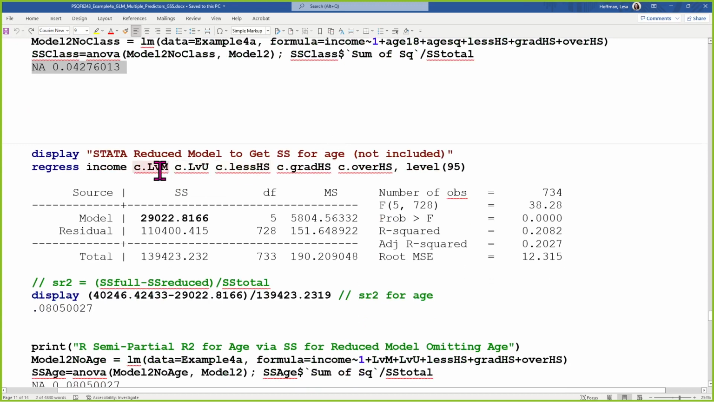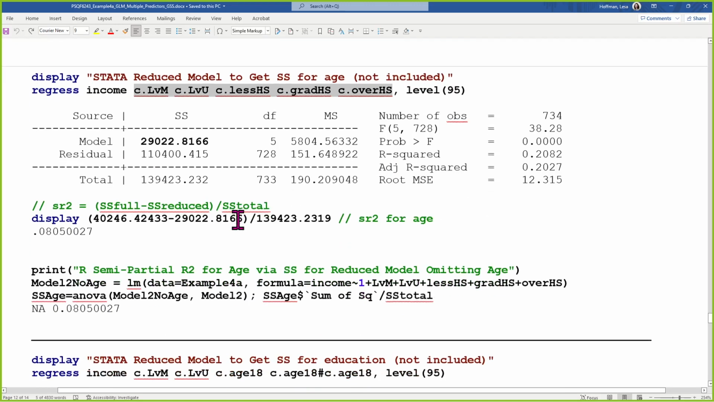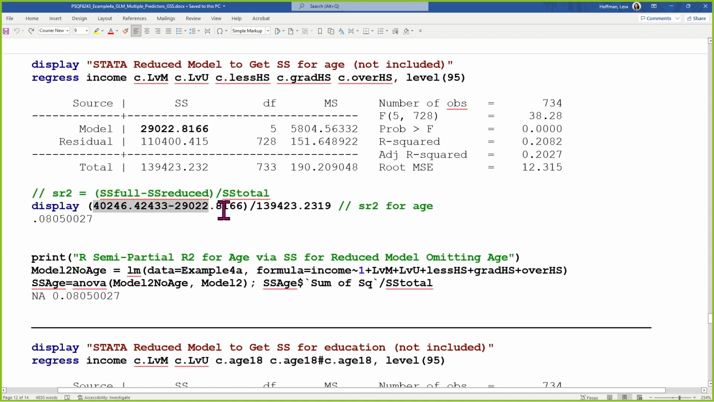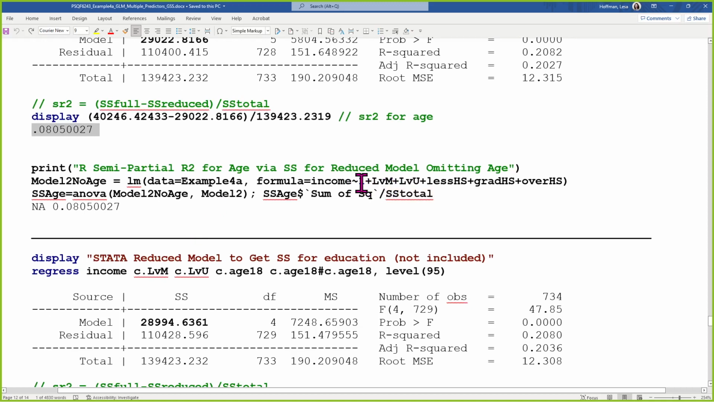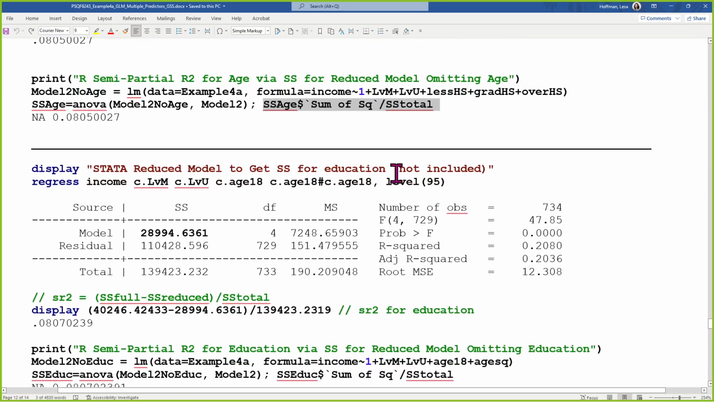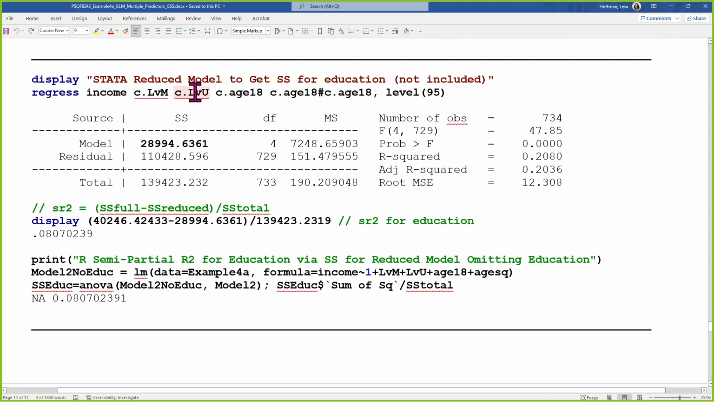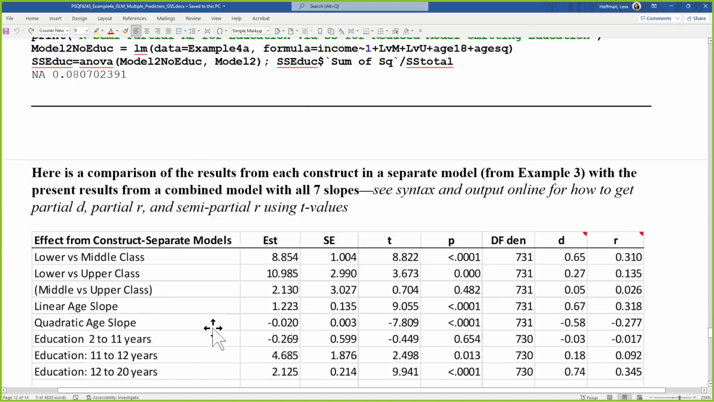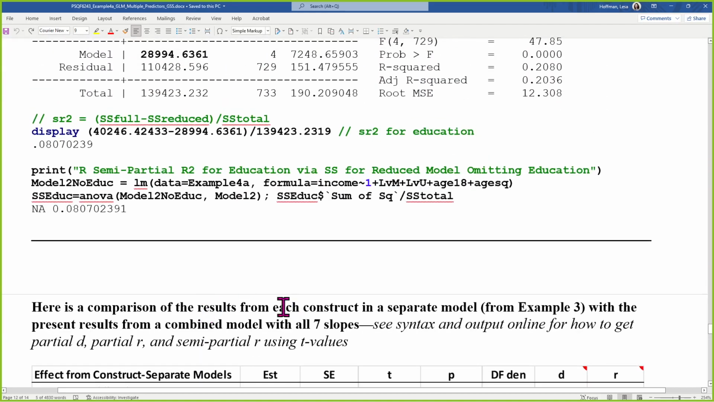Same thing for age. I estimate a model that has everything except age. I get the sums of squares for it. I figure out what the difference is relative to the full model and divide by total. So that 8% is what is contributed to the R-square by the two age slopes. Same idea in the R code. Estimate a model without age, compute the sums of squares for that model, and divide the difference here by the total. And then here's education. Same thing, model without those three slopes, difference in sums of squares, divide by total. Ta-da. All right, and there's a comparison of what we end up with.